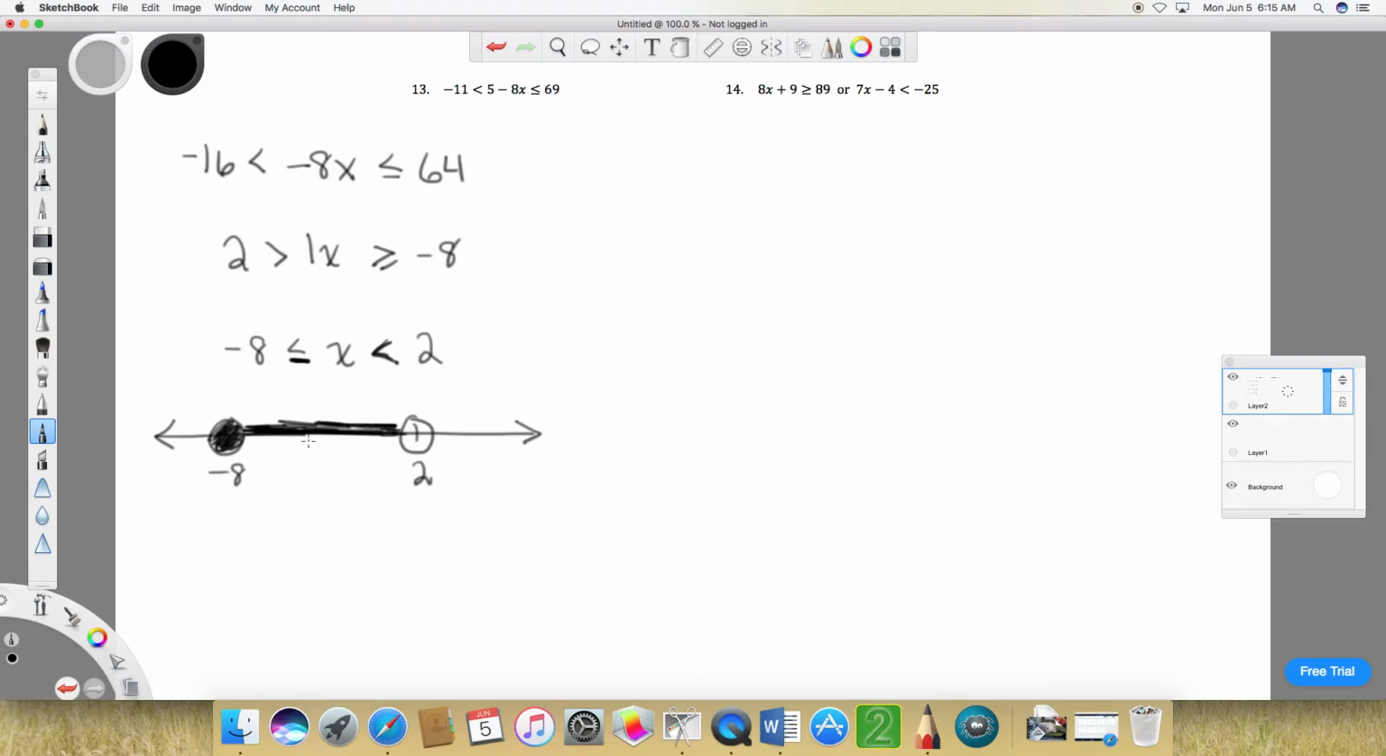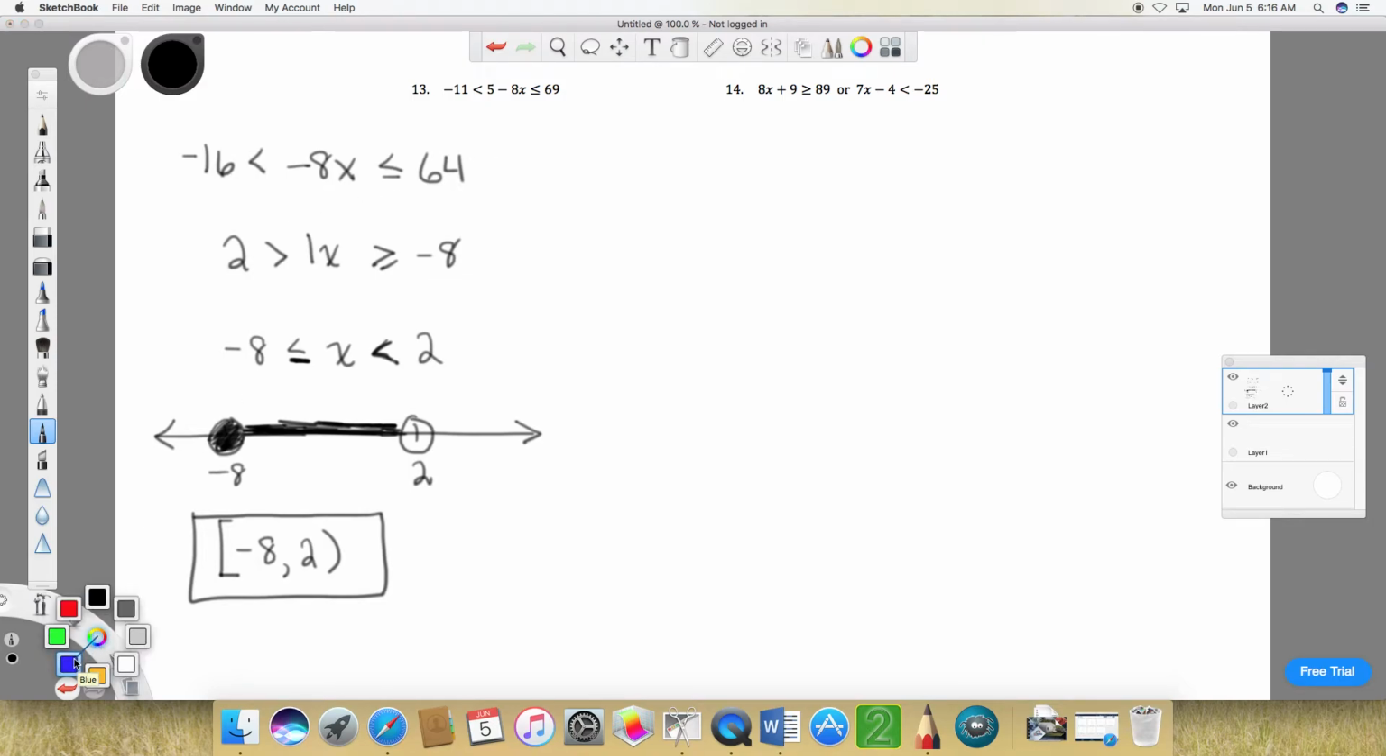Pick any number that's in this shaded region, including that negative 8, and substitute it into the original inequality, and this will be a true statement. Pick some number outside of this shaded region, and it will be a false statement. To write this using interval notation, we always have the smaller number, comma, the larger number. On the left here, the smaller number is included in my solution set, so I need a bracket, and positive 2, the other endpoint, is excluded, so I need a parenthesis. So this is my solution set for number 13.